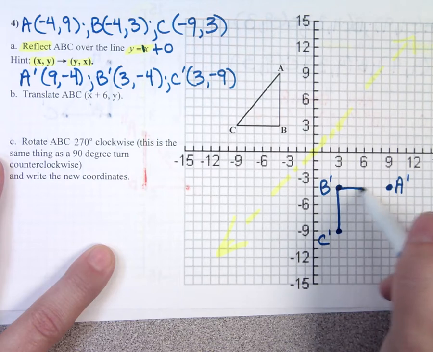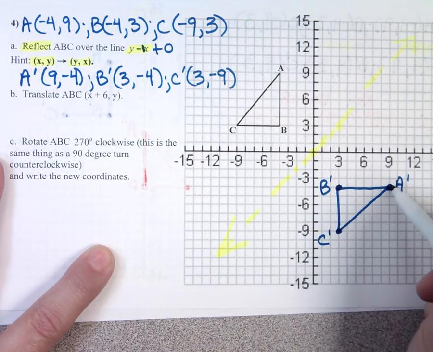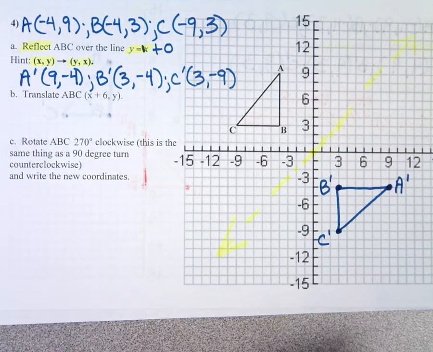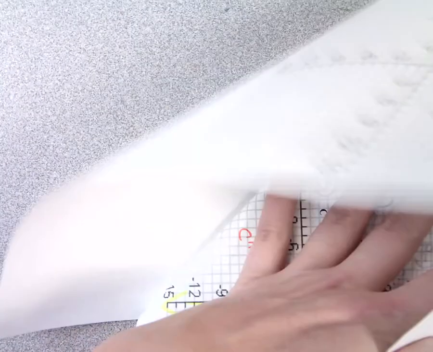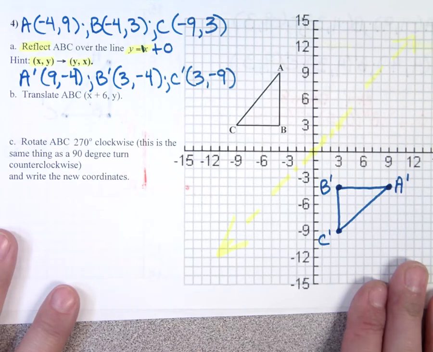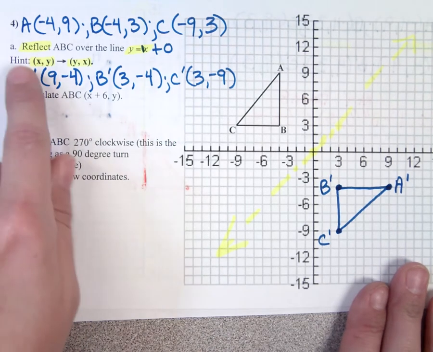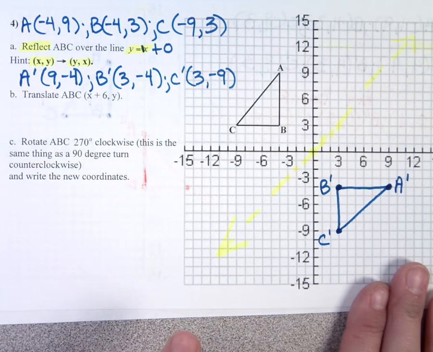And there is a reflection across that linear parent function, the y equals x line. So if you could imagine folding your paper over that diagonal line, those two triangles would land on top of each other. So everybody good with the rule telling them what to do?